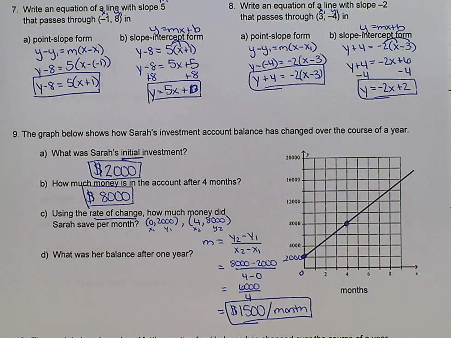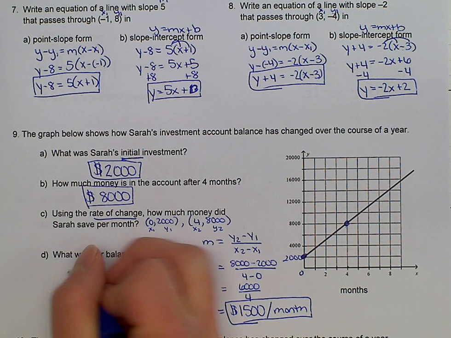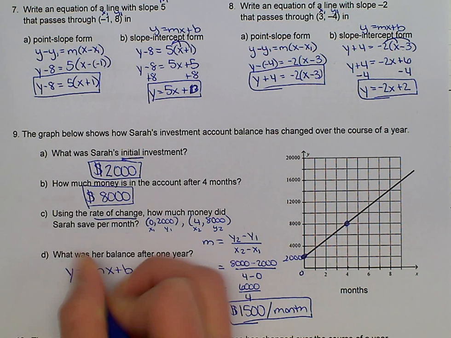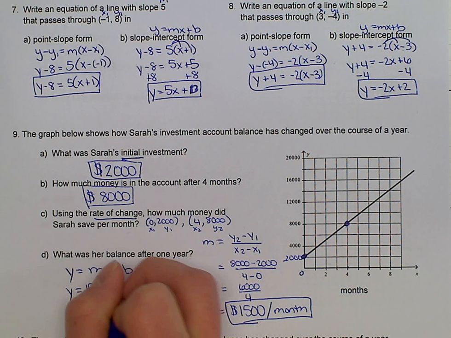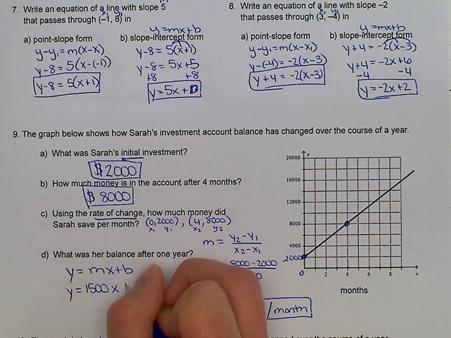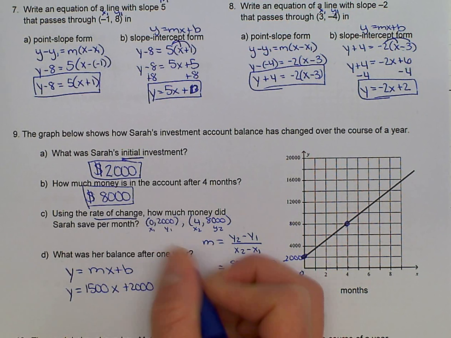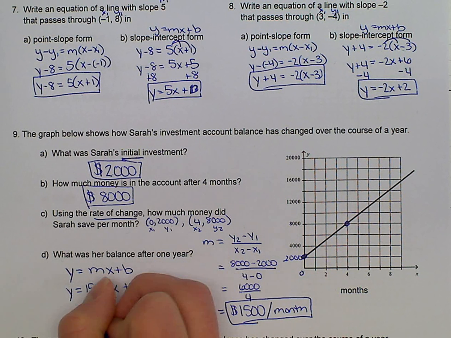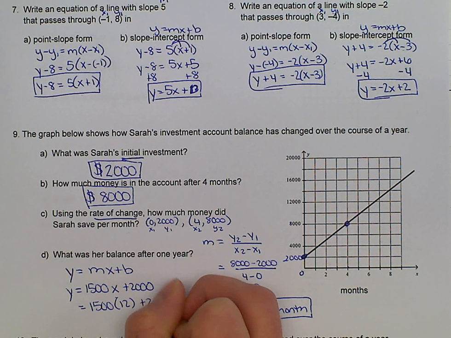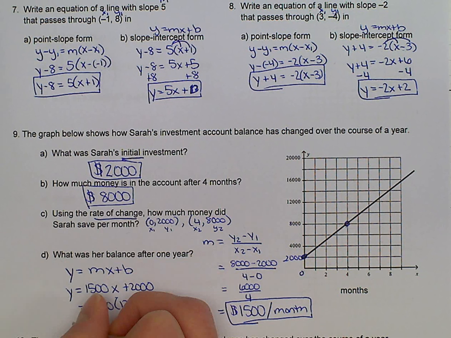It says, what was her balance after 1 year? Well, I'm going to write an equation for this. We have a line. I know my slope is 1,500. I knew my y-intercept was our initial amount at $2,000. So 1 year is 12 months. X here represents months, so I'm going to plug 12 in for X, and we're going to get $20,000.